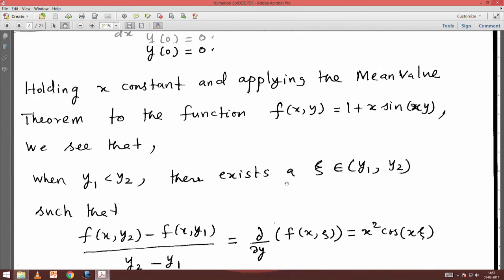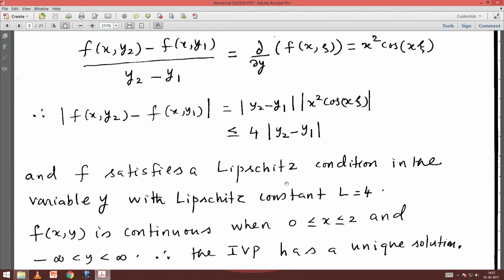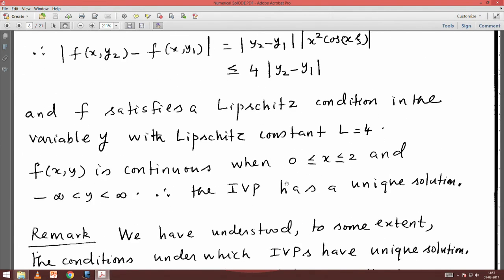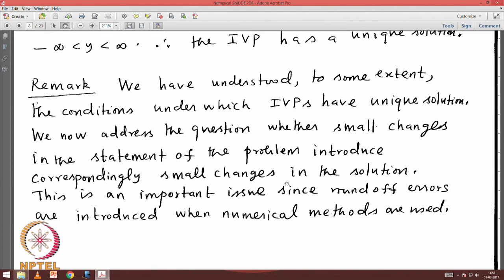So, let us see what is f. f is 1 plus x sine of xy. So, it is a continuous function on the strip 0 less than or equal to x less than or equal to 2 and minus infinity less than y less than infinity, and therefore, the initial value problem has a unique solution. So, in our discussion so far, we have been able to understand to some extent the conditions under which an initial value problem will have a unique solution.